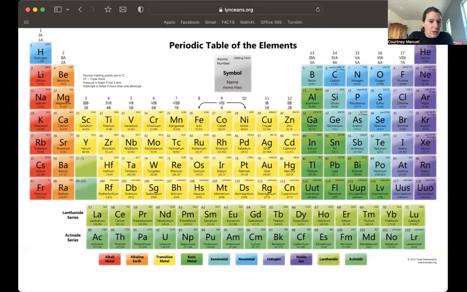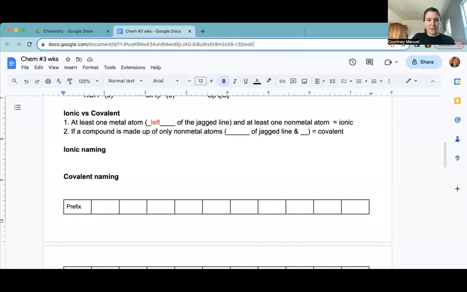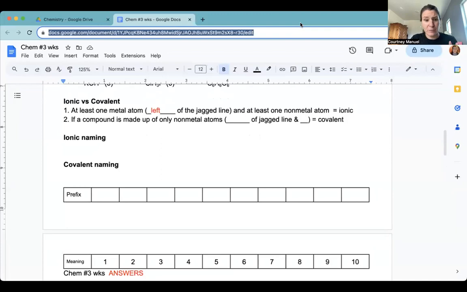So, oh shoot, you can't see this when I move it now. I gotta stop sharing. I gotta get you to the other screen. There we go. Okay, we're back to the worksheet here. Hoping you're seeing the worksheet. I have to preview this message.